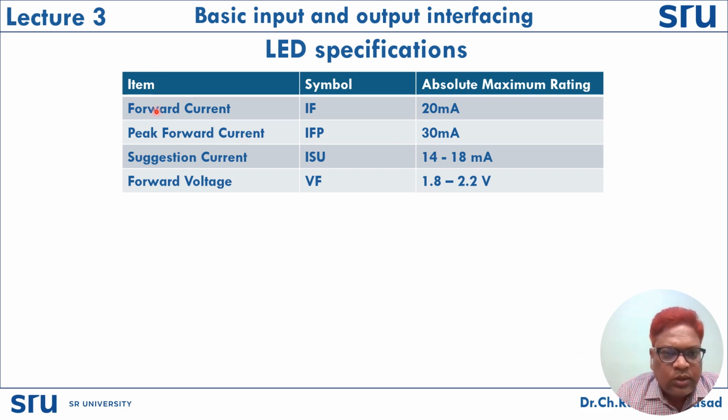Here the forward current IF is 20 milliamps. The peak forward current is 30 milliamps. The suggested current is between 14 and 18 milliamps. The forward voltage must be between 1.8 and 2 volts. Then only the LED glows. Otherwise, it will be off or it may be damaged. So we need to remember that when you connect to Arduino, you need to maintain the voltage between 1.8 and 2.2 volts only.